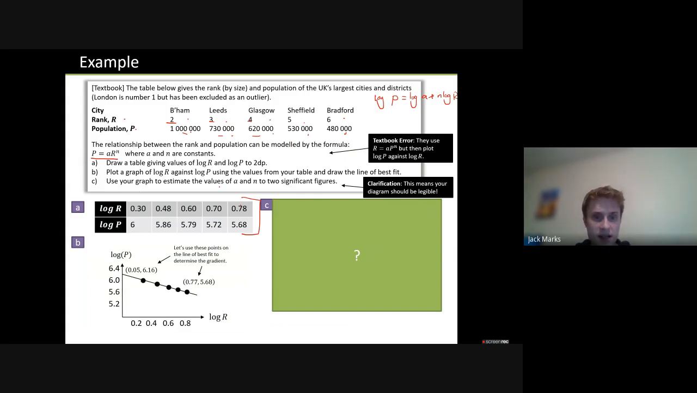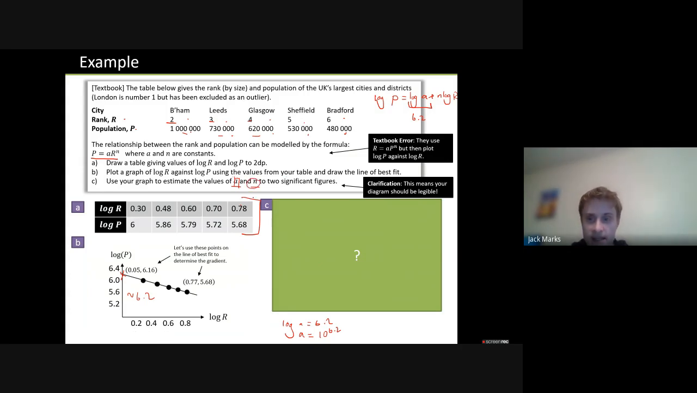Use your graph to estimate the values of A and N to 2 significant figures. Well, this is where we go back to this now. So we know that the y-intercept, which is about 6.2, let's say, is the same as log A in this graph. So you can do log A equals 6.2, solve this one. So A will be 10 to the power of 6.2, which is your A. Why does it say estimate? Well, it says estimate because you're using your graph, okay? And there's a line of best fit. So there's sort of 2 reasons there.